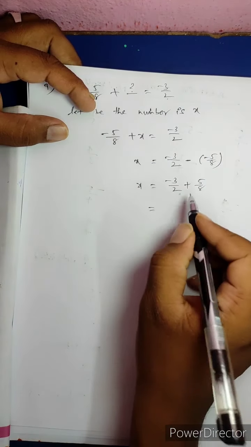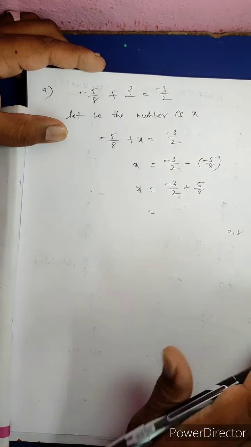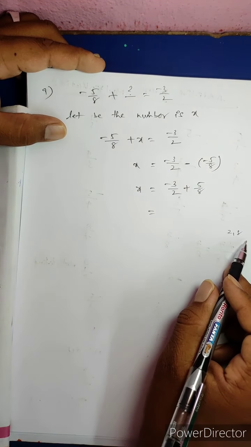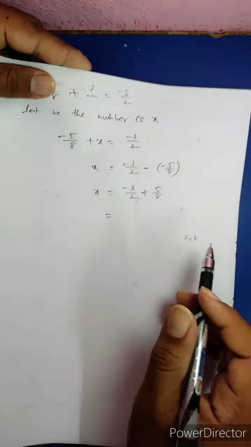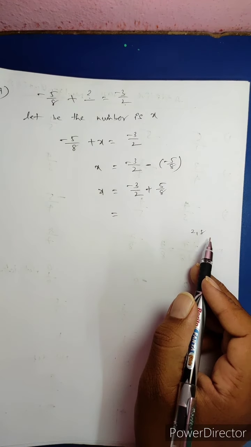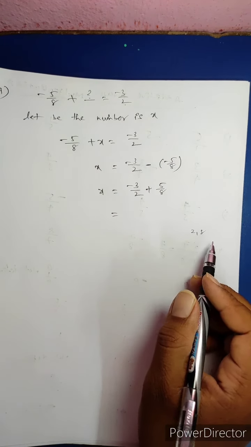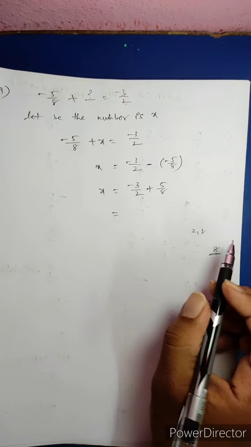Now the denominators are 2 and 8. What is the LCM of 2 and 8? 2 is an even number, 8 is an even number. Both are even numbers and both are multiples of 2. 2 ones are 2, 2 fours are 8. Now we can write the LCM, which is the biggest number, that is the LCM.